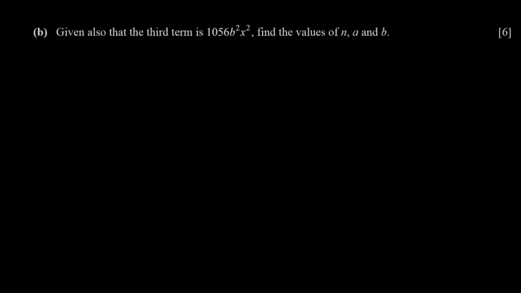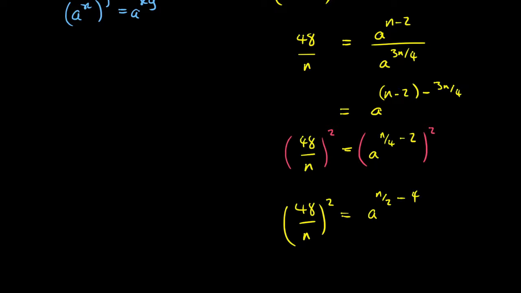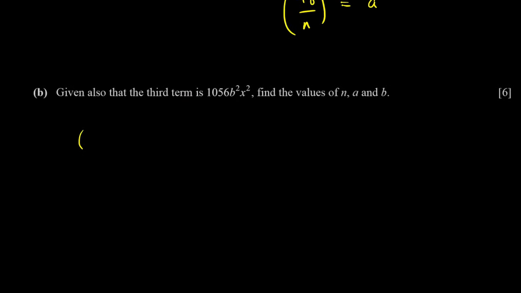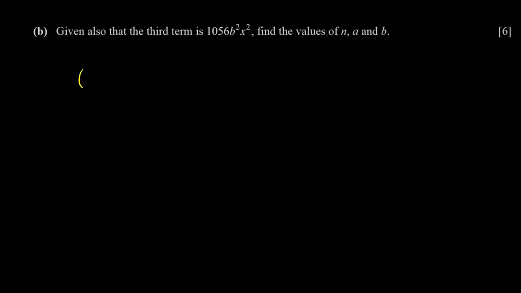Okay, then part B of this question. Given also that the third term is 1056 b squared x squared, find the values of n, a, and b. Well, okay, we had the expansion, wasn't it? What was it? A plus x upon a to the power of n. Okay, well, the third term, what's that going to be? We have nC0, nC1, nC2. So that's going to be the third term.